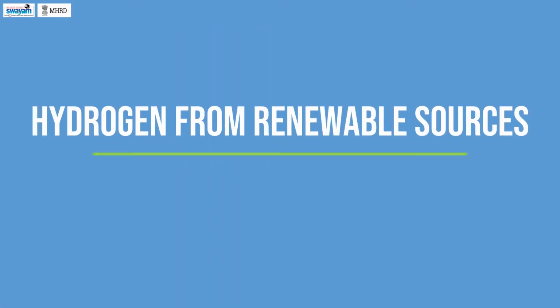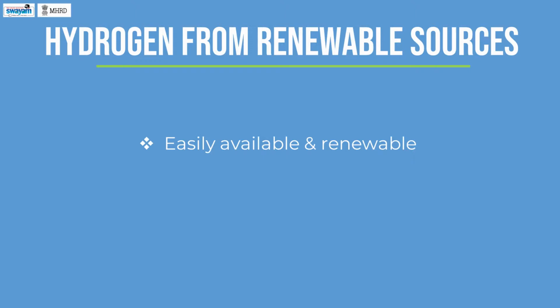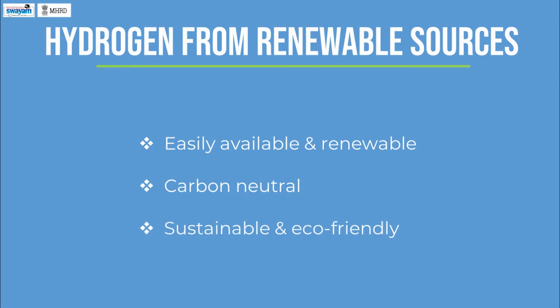Hydrogen production from renewable sources. Using renewable sources such as water and biomass for hydrogen production is more beneficial than using non-renewable sources because it is easily available and renewable. The process is carbon neutral. Using renewable sources is more sustainable and eco-friendly. Following are some of the hydrogen producing methods involving renewable sources.